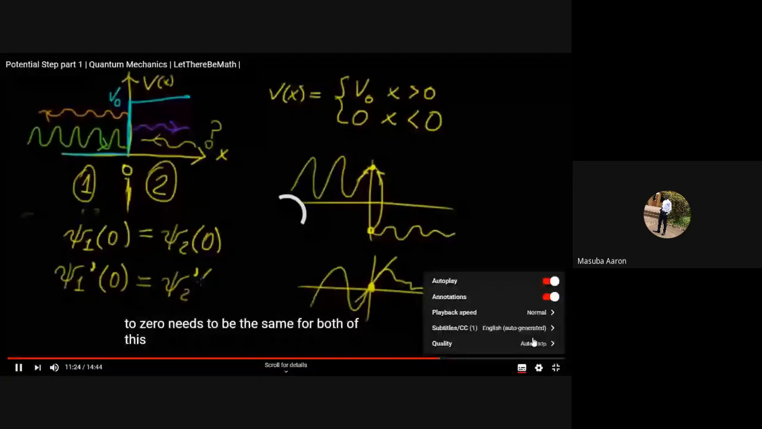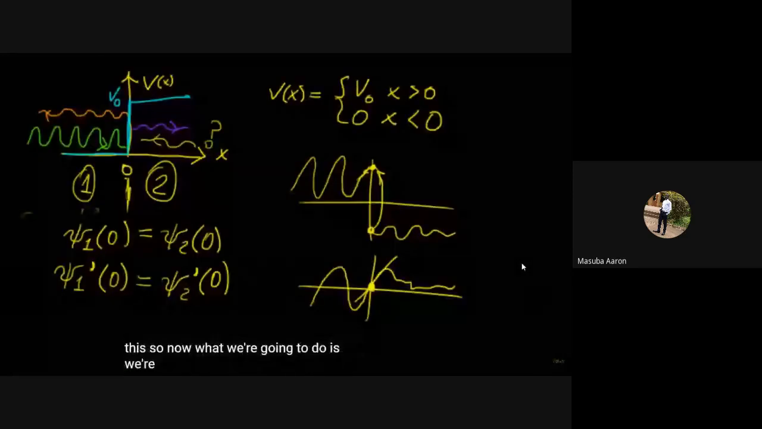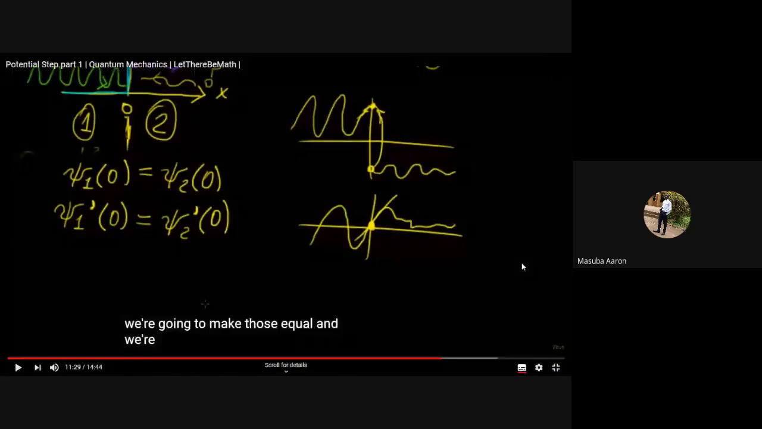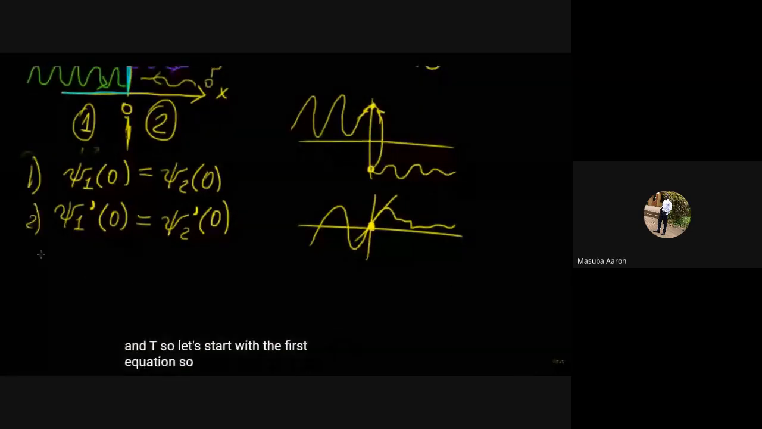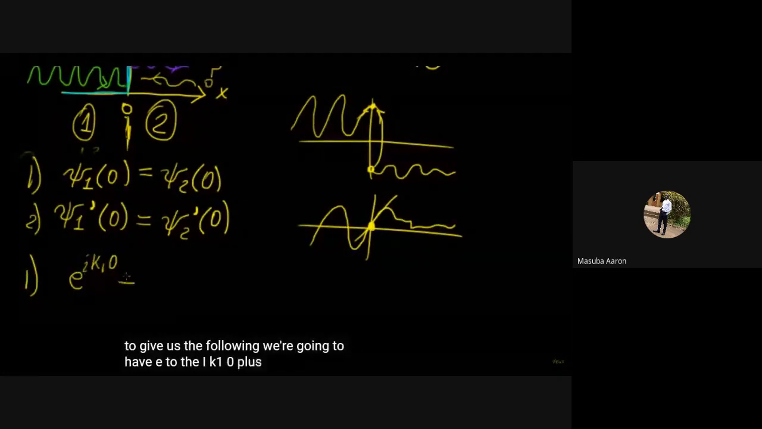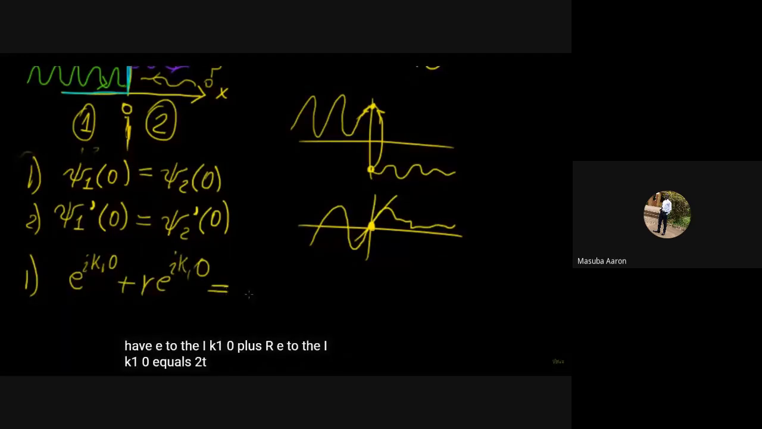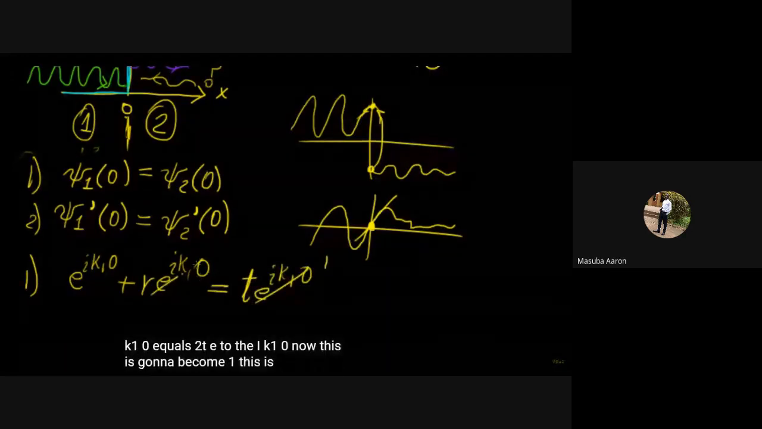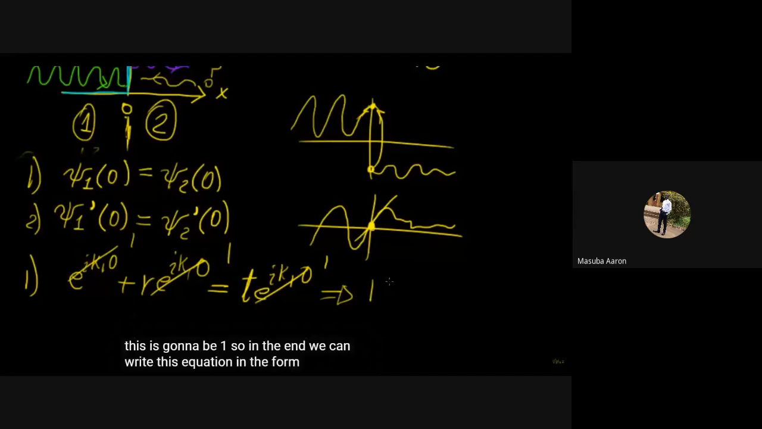So now what we're going to do is we're going to make this equal, and we're going to solve for the constants r and t. So let's start with the first equation. The first equation is going to give us the following. We're going to have e to the ik1 0 plus r e to the ik1 0 equals t e to the ik1 0. Now this is going to become 1, this is going to be 1, and this is going to be 1. So this equation is in the form 1 plus r equals t.